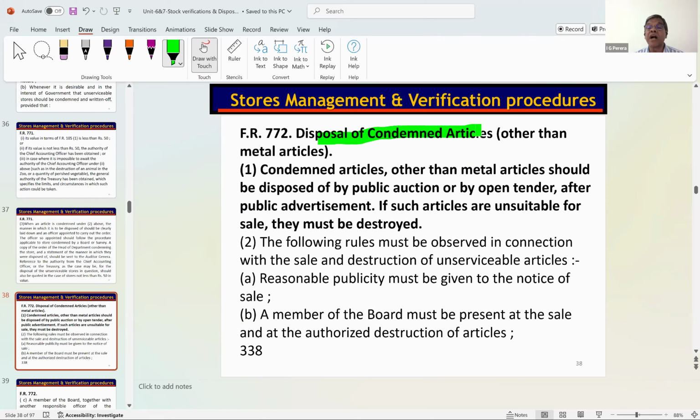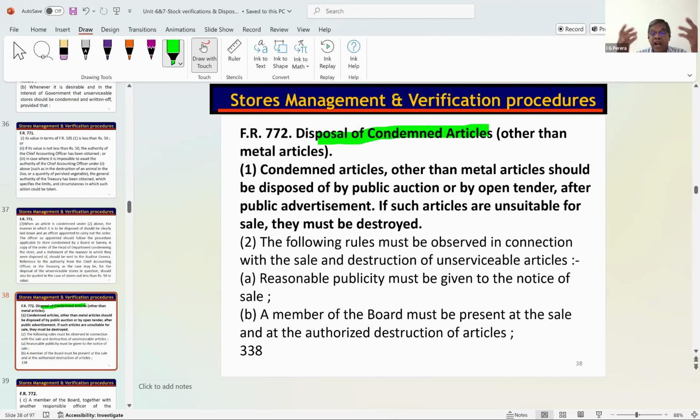Disposal of condemned articles. මේ articles ලෝහ නොවන articles තමයි. If the condemned articles are metal articles, they can't be disposed of in the same way. Metal articles, articles other than metal articles can be auctioned. But you have to then go through the tender procedure.